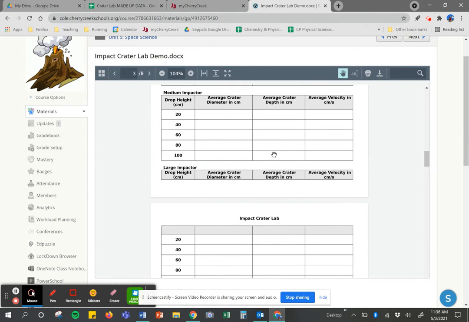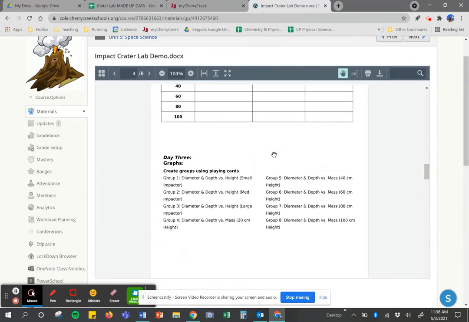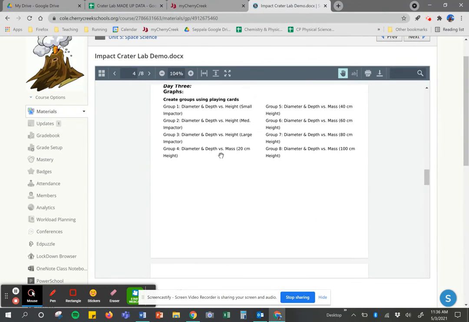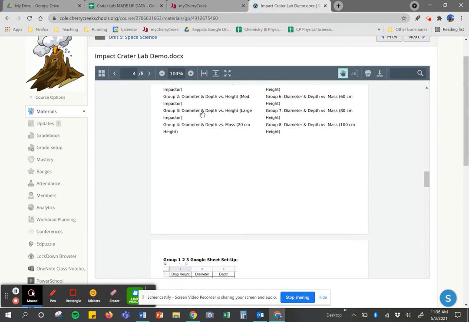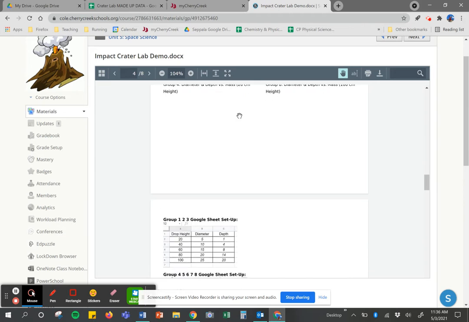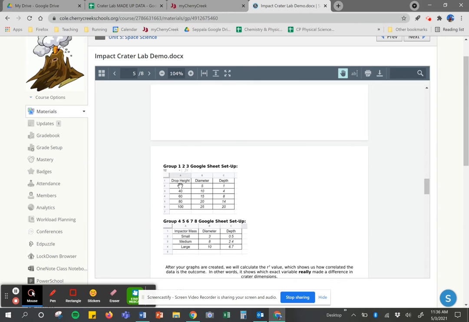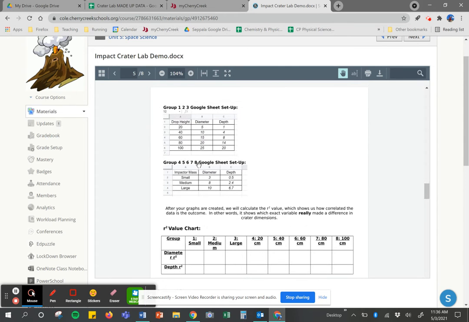That's super important. What we did today in class was we divided up into groups using playing cards. Each group was assigned a certain graph. Groups 1, 2, and 3 did the drop height for either the small, the medium, and the large marble. And groups 4, 5, 6, 7, and 8 did drop height for the 3 different types of marbles.